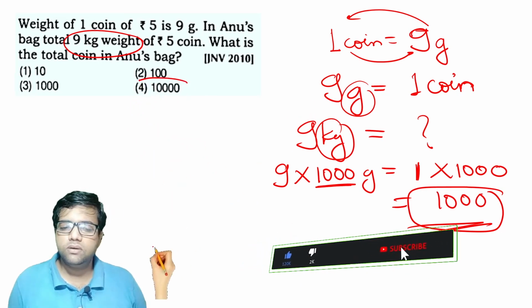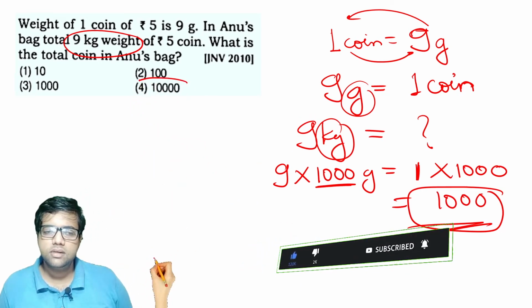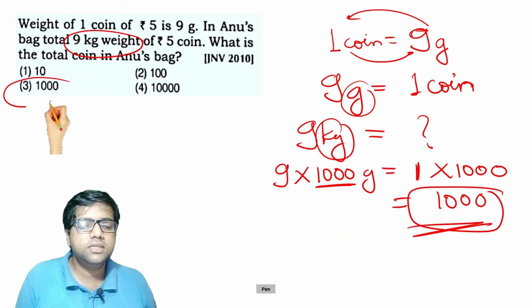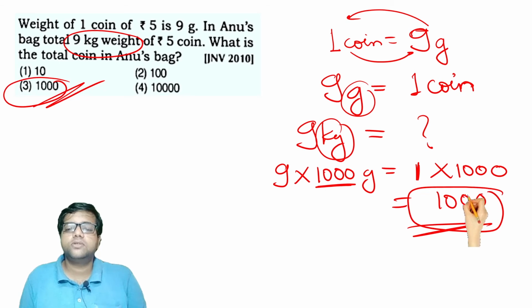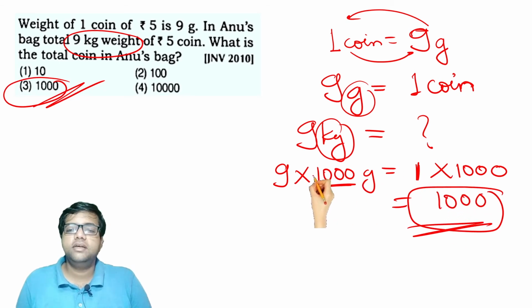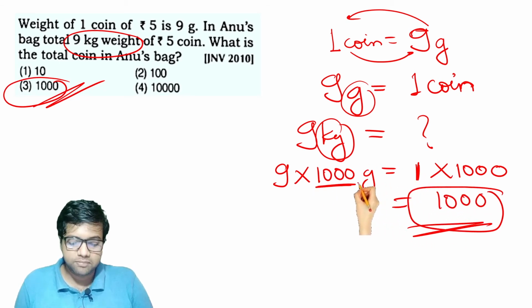So I'm sorry, not 1000, is it 1000 coins? Yes, it is 1000 coins. So option 3 is the right answer. With this method also, you can find how many coins are there in her bag.